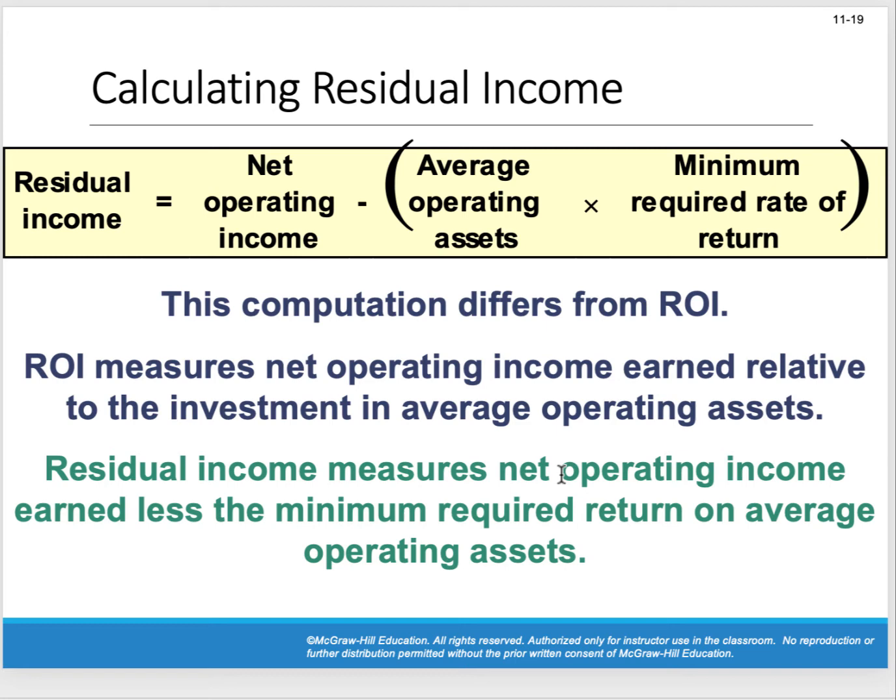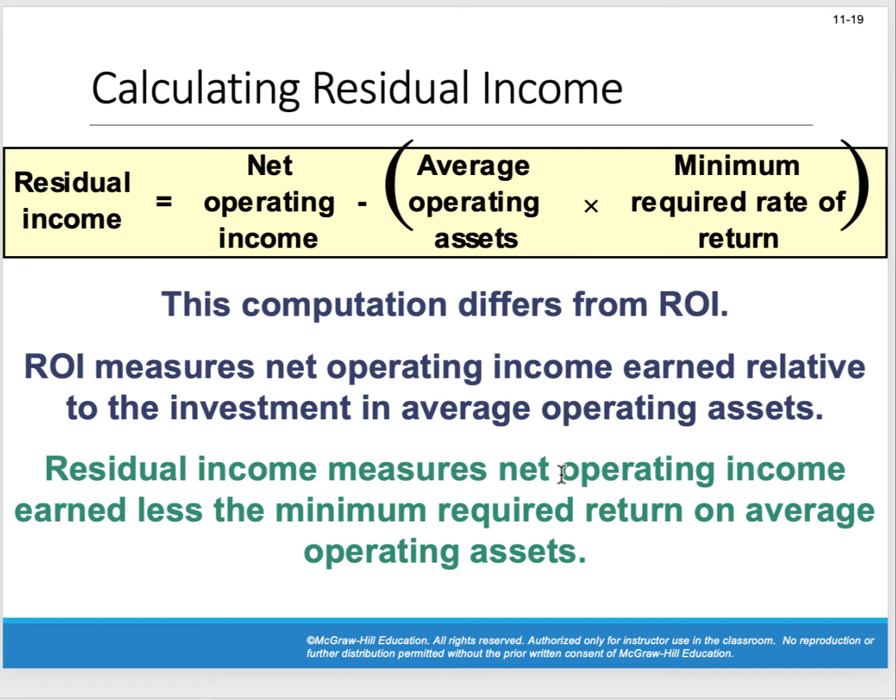But if we take the average operating assets and multiply that by the minimum required rate of return, we need to subtract out our net operating income from that, and that gives us our residual income, okay? So when we're looking at ROI, that measures the net operating income earned relative to the investment based on the average operating assets, right? Residual income takes a totally different perspective.